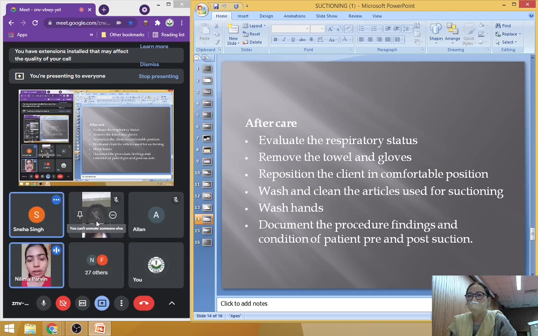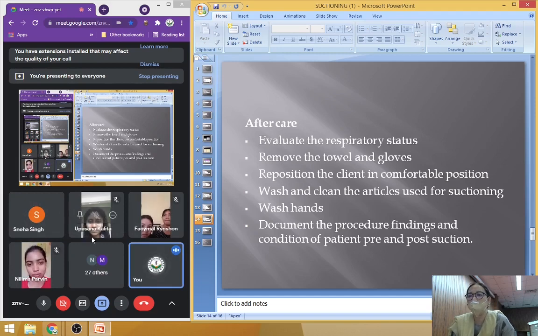Before doing the suctioning, how will you check the patency of the catheter? We take a bowl of sterile water, clean, not this one. It has to be sterile water. Then dip it. If it sucks, then it is working. Plus, you will be flushing the catheter.